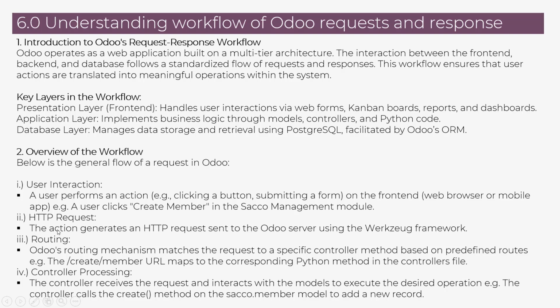HTTP request: the action generates an HTTP request sent to the Odoo server using the Werkzeug framework. Then routing happens. Odoo's routing mechanism matches the request to a specific controller method based on predefined routes. The create member URL maps to the corresponding Python method in the controller file. Controller processing: the controller receives the request and interacts with the model to execute the desired operation. E.g., the controller calls the create method on the circle.member model to add a new record.